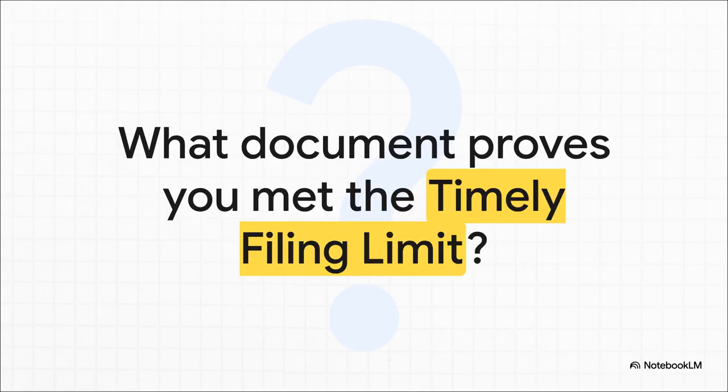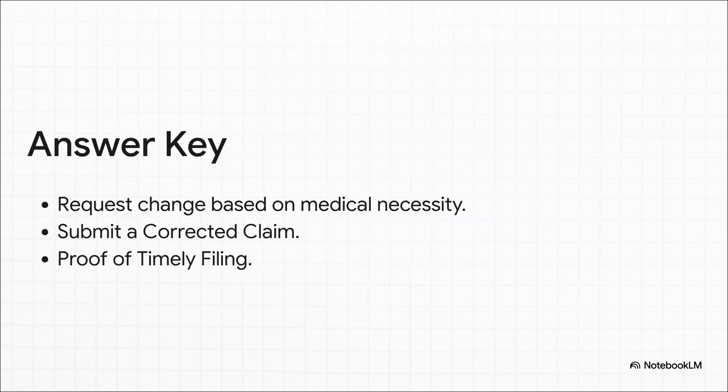And question 3, what specific essential document must accompany your appeal packet if the claim was denied for expiring past the timely filing limit, or TFL? If the payer explicitly states you were too late, what exact piece of evidence do you need to include in your submission to prove them wrong? Let's see how you did.